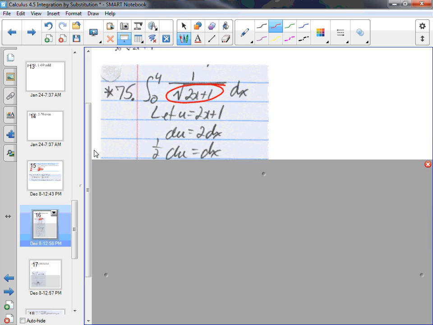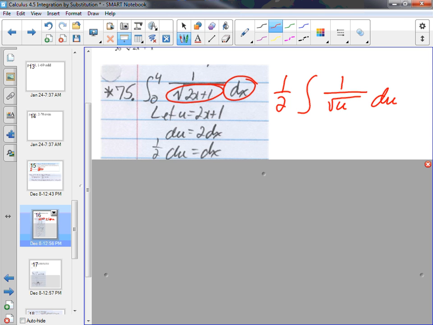And let's see if we can rewrite our integral now. So ignoring the limits of integration, 1 over, and instead of the square root of 2x plus 1, that's the square root of u. And then instead of dx, that'll be 1/2 du. Now we got to pay attention, so we can make the substitution. Now we got to pay attention to our limits of integration.